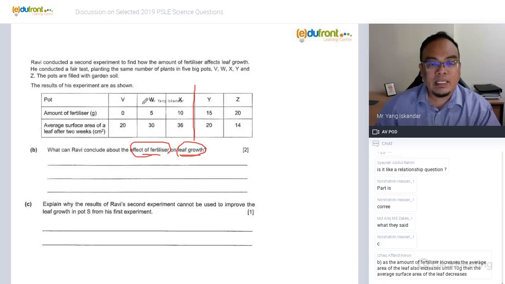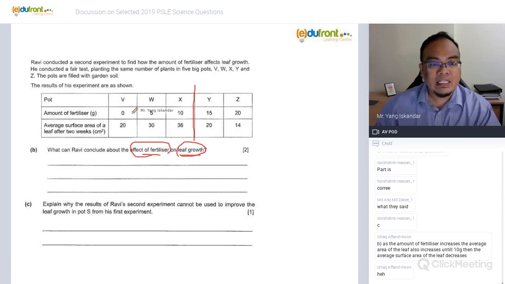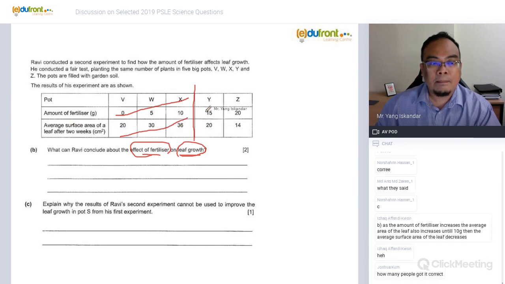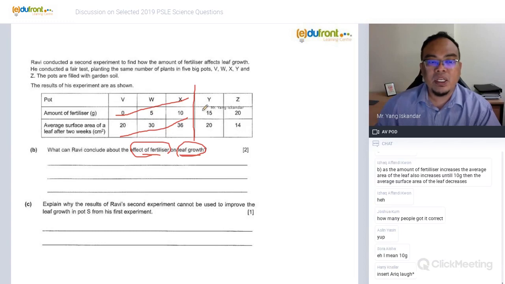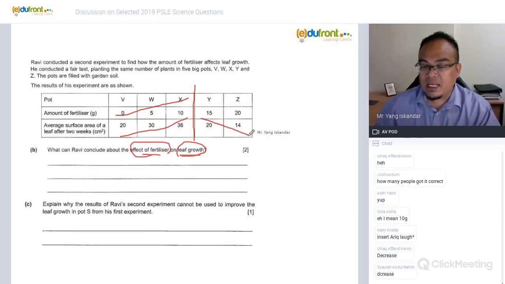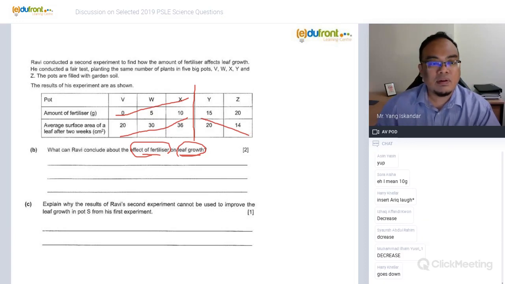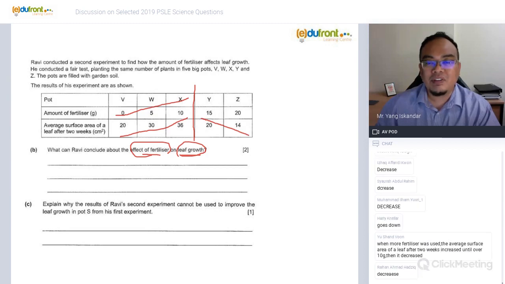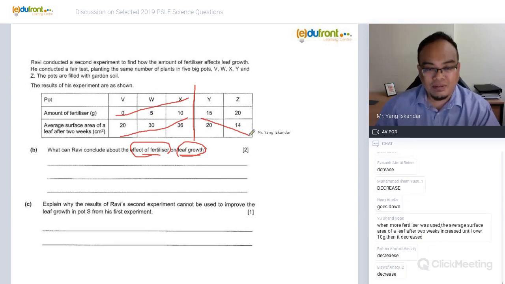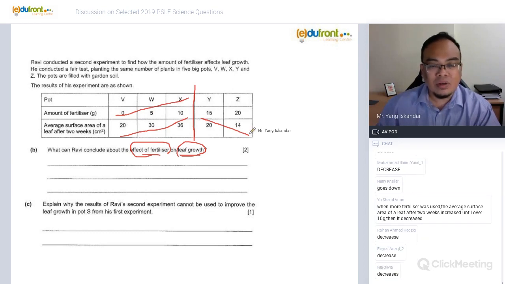There are 2 parts to the data given to you. As the amount of fertilizer increases from here to here, the leaf size also increases. You can see 20, 30, 36. But when you increase the amount of fertilizer beyond 10 grams, what happens to the leaf growth? It actually goes down. So they're trying to say that when you grow plants, please don't put too much fertilizer. You need to put exactly the right amount. That's why it's quite difficult to grow plants.